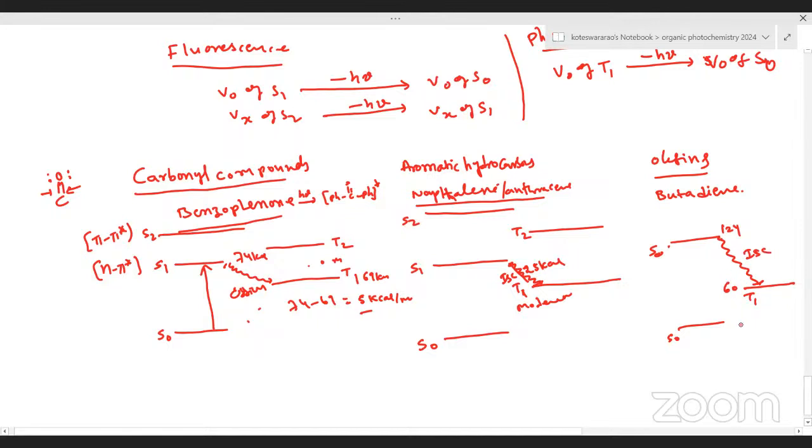But this is very highly impossible because almost a 64 kilocalories difference is there. Therefore, this intersystem crossing is prohibited. A very large energy gap is there. Therefore, in most cases of deactivation, the S1 state gets deactivated to the S2 state instead of intersystem crossing. Therefore, carbonyl compounds are more prominently used as triplet sensitizers.